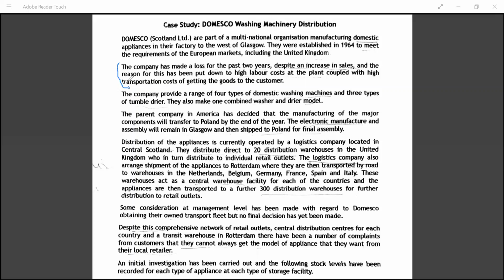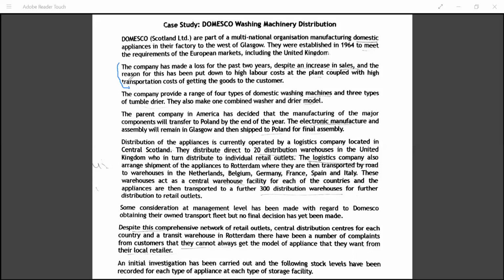And the cost is made up of two main subcomponents. One is the fixed cost, and the other one is the variable cost. And we have already been told that there's no profit. In fact, there's a loss, and the sales are increasing, but the costs are also increasing.